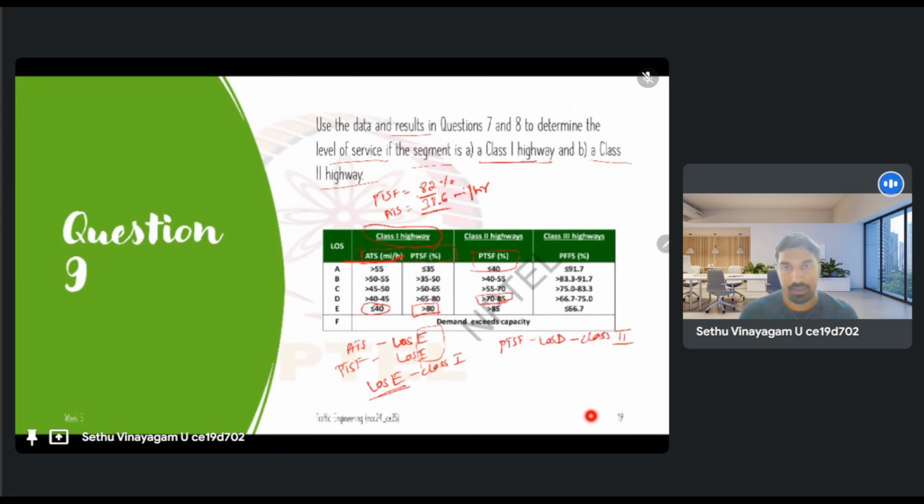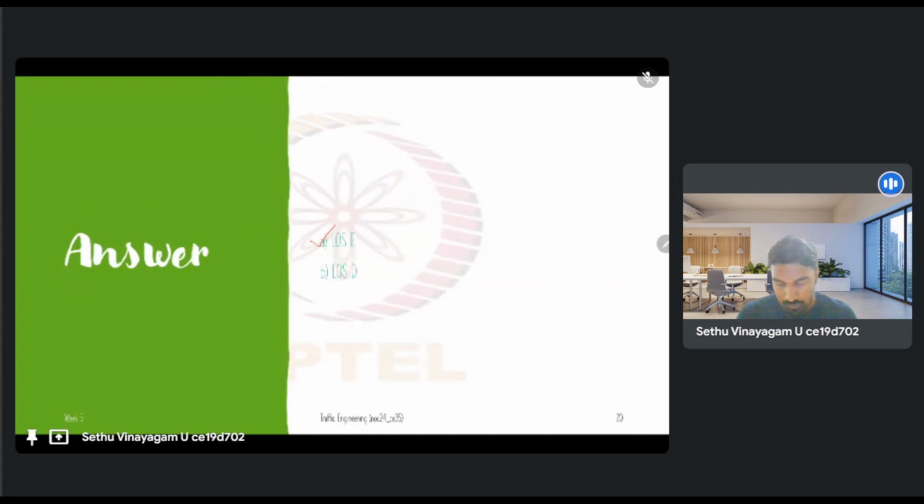Right? So it's the same facility. The results are the same, the measures are the same, but depending on the type of the facility, the LOS varies. So that's what we were looking at earlier. It is facility dependent, and it will also change for different modes. If you analyze for a different mode of travel, that will also vary. So those are the right answers: for part A, which is class 1, LOS E. For part B, which is class 2, it is LOS D. That's how we analyze two-lane highways as per the HCM.